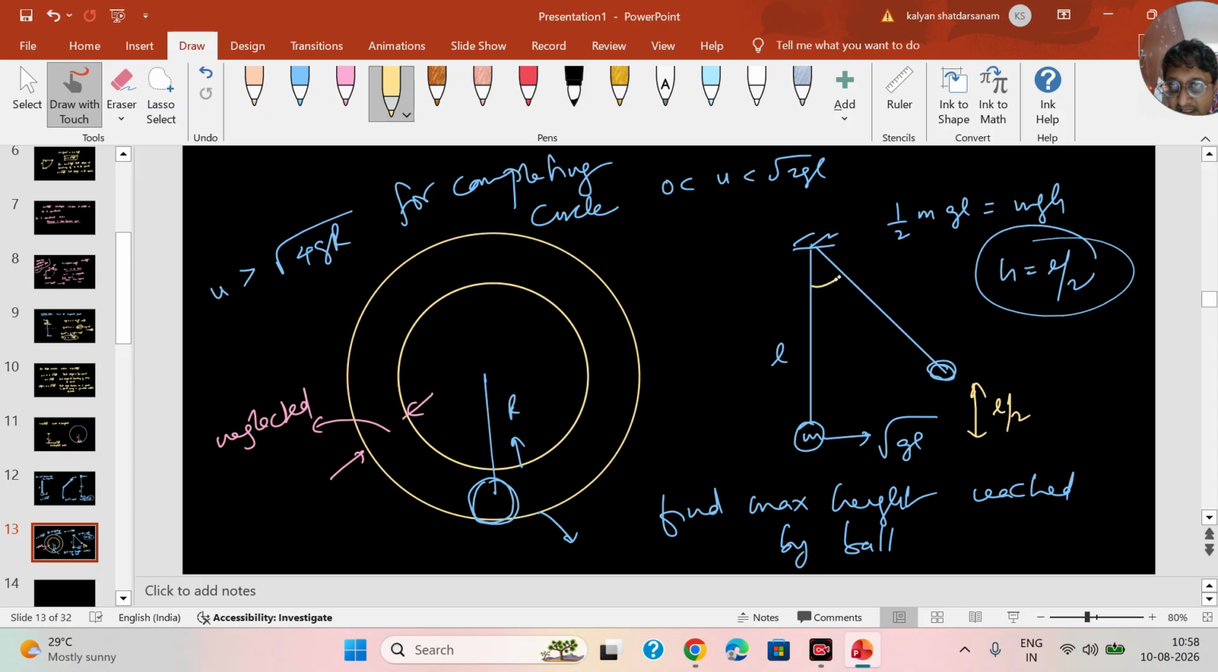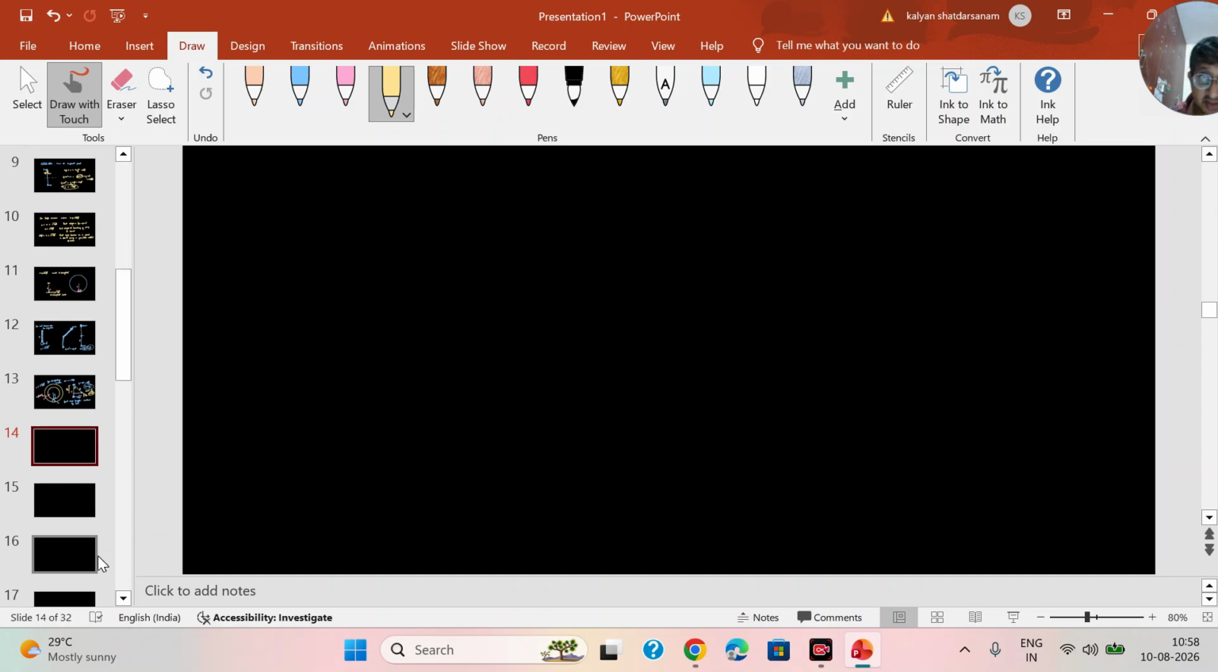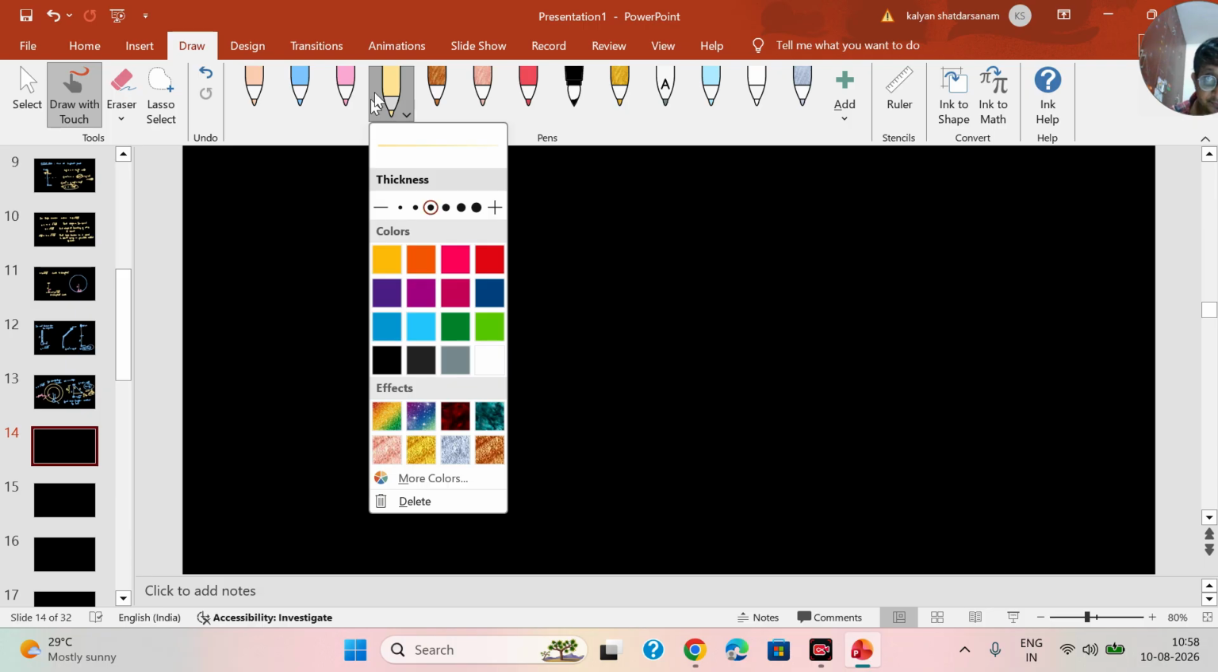You can even get this angle if you want. How to get that angle? This is again l by 2 because total is l, right? And I can use some trigonometry. Cos theta is 1 by 2. So theta is 60 degrees. So it swings by 60 degrees before stopping. We can do that. However, the more challenging question is this.